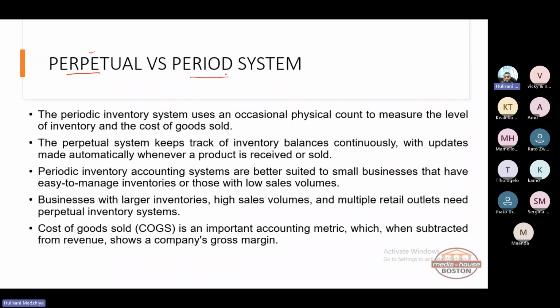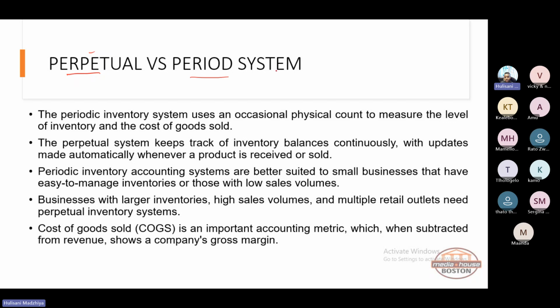And then on periodic system, the name explains everything itself. Under periodic system, the company calculates inventory at the end of the period, not during or at the beginning. So we wait for the end of the month or the end of the year, and then we do our stock count to see how many units we actually sold, how many units we actually bought. So which means that we're actually remaining with 20 units.